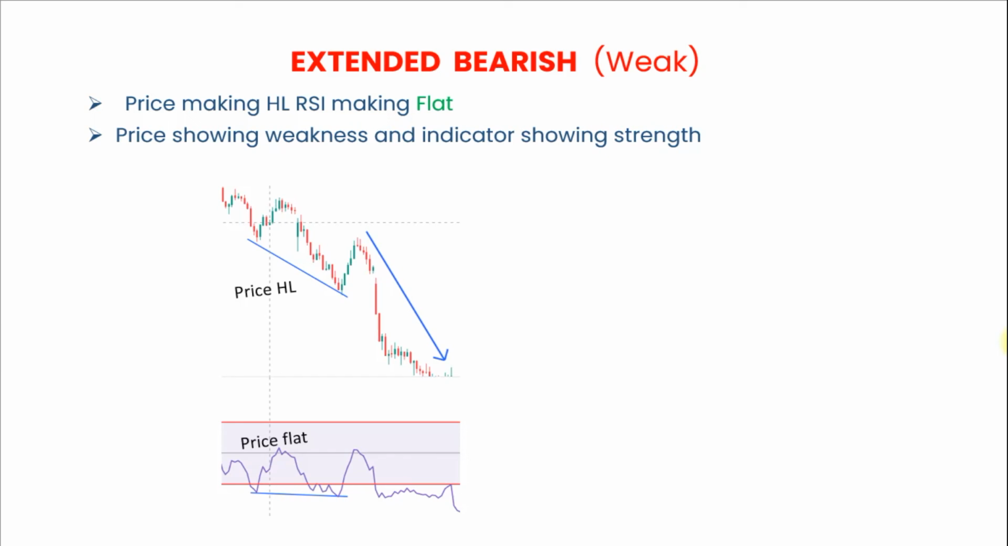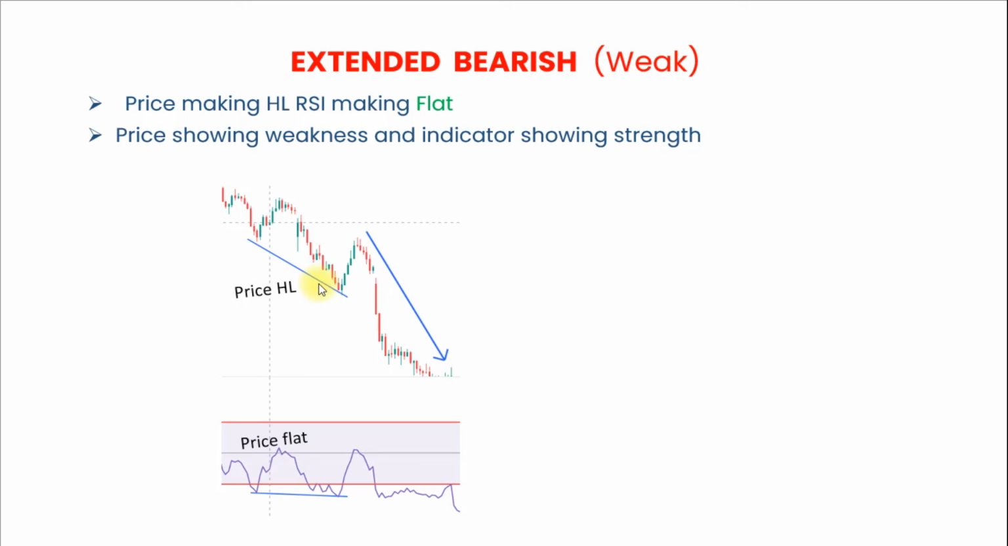Now, this is the extended bearish divergence. This is also weak because we may not get it very often. Like in this example, you can see that price is forming a higher low and at the same time RSI is flat. So either price or RSI will be flat. In that case, we will get an extended bullish or bearish divergence.